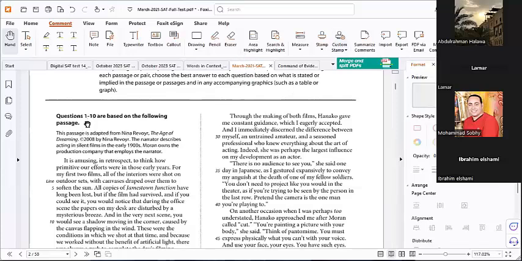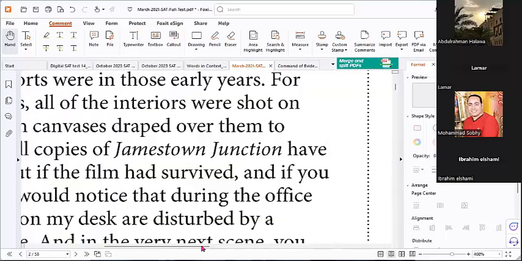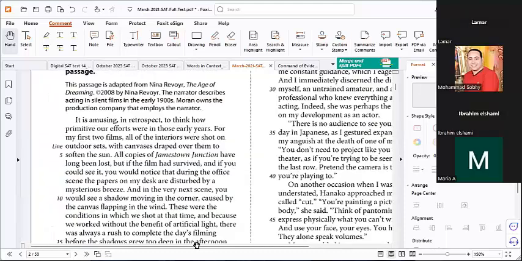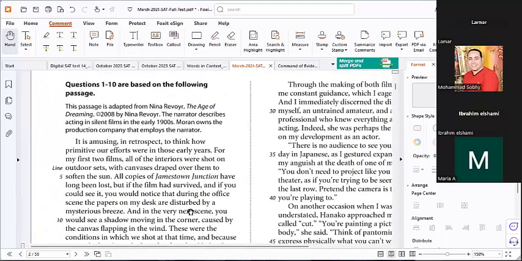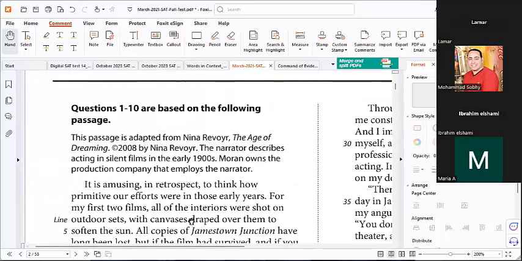Questions 1 to 10. Should I enlarge the text to be able to see, or is this readable? Let me enlarge it. Yeah, I'm able to see. I will enlarge it a little bit. No, this is excessive. I think this is readable. Okay, go on.